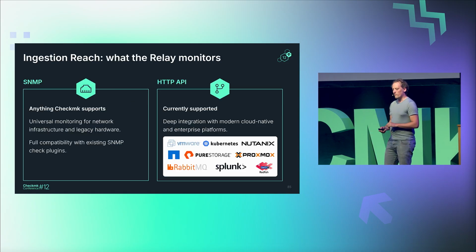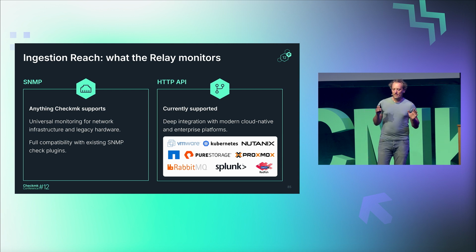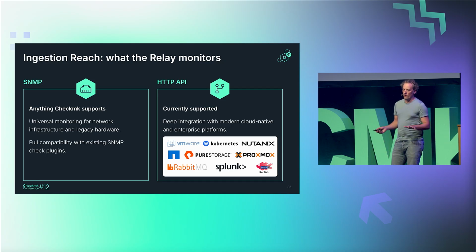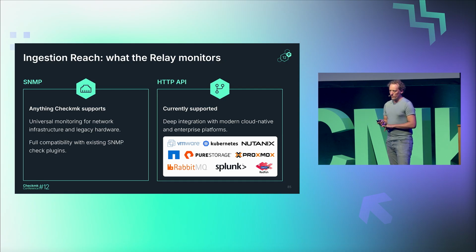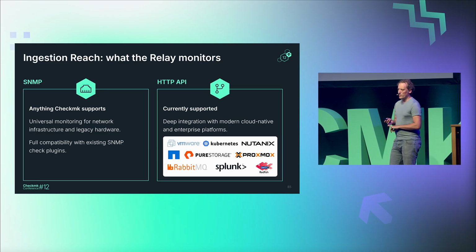Okay, so then it's running. What does it do? Well, it depends. For SNMP, it's very simple, because luckily everything SNMP, all the plugins are just running on the relay, period. For HTTP APIs, also known as special agents, it's slightly more complicated. These are the ones that we are currently supporting. I will not read them out. There's no fundamental reason why we can't support all of them. It's just a per agent effort. So these are the ones that we deemed most important. So those are the ones that we started with.